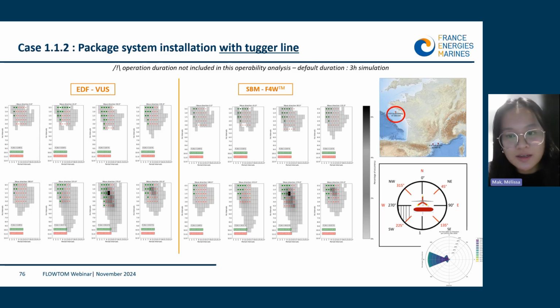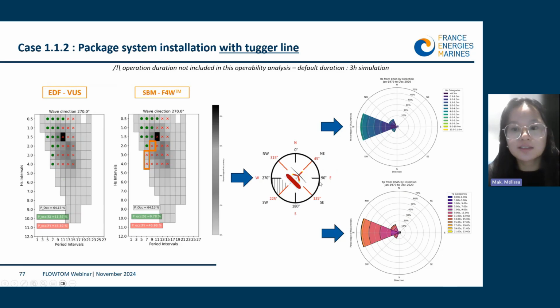And now let's have a look at how the three cases that passed in EDF have an impact on the operability in South Brittany. If we look at the waves coming from 270 degrees, we can see that the three cases that passed on the EDF side and not on SBM have only boosted the operability by around 1.5% over the year.